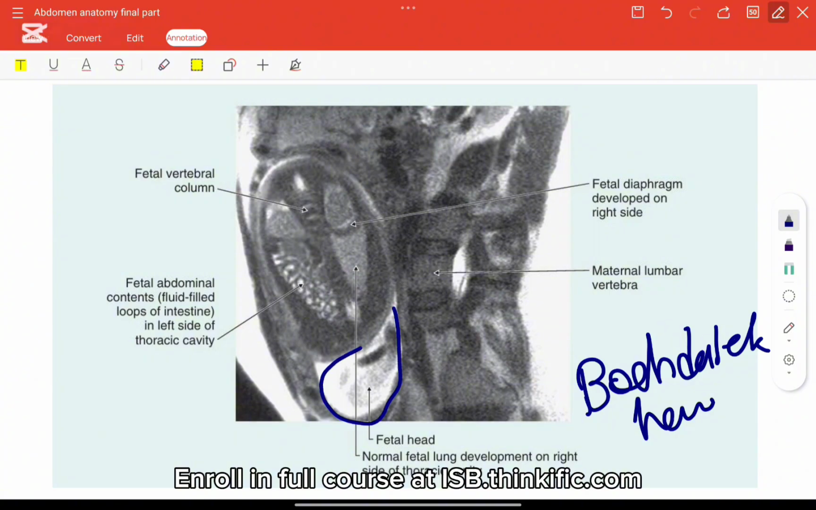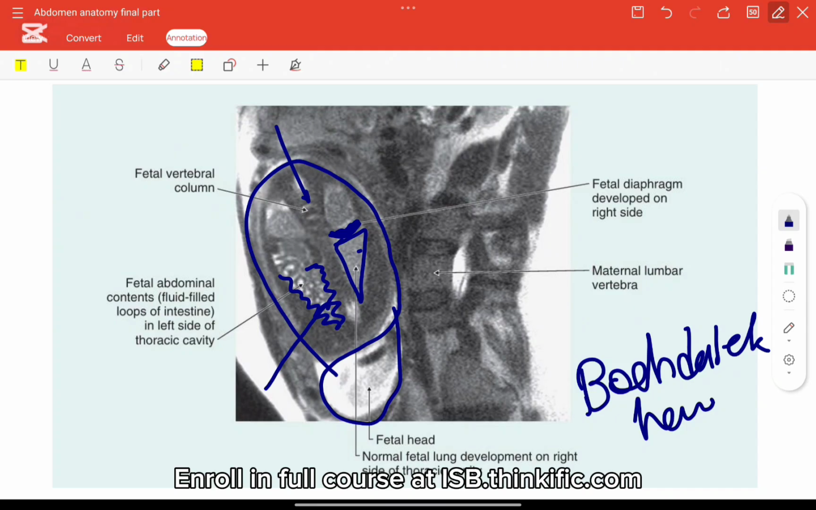This is the head of the baby. This is the body of the baby. This is the vertebral column of the baby. This is the diaphragm of the baby. And this is the lung of the baby. It's a normal right lung. But on the left, that doesn't really look like a lung. These are bowel loops. So there's a lot of bowel loops on the left side.